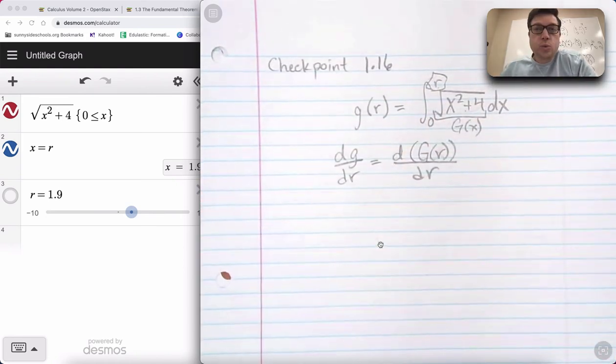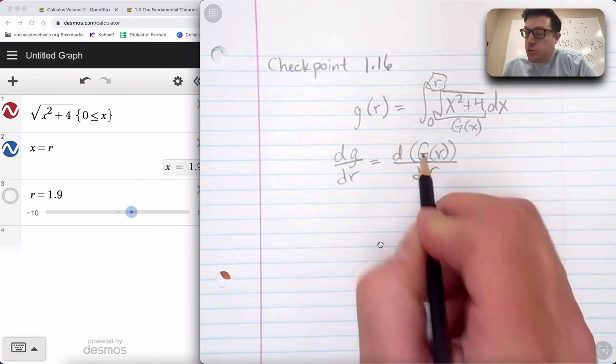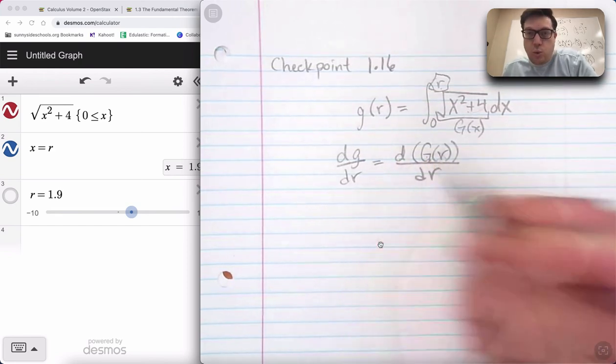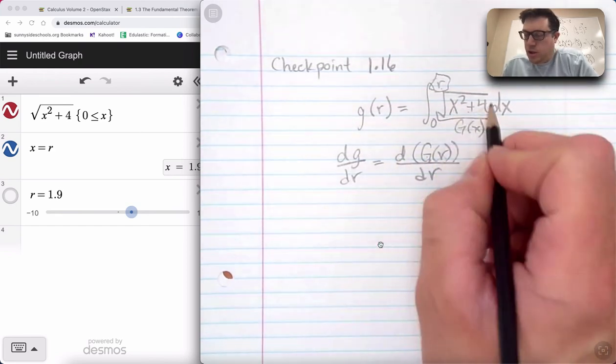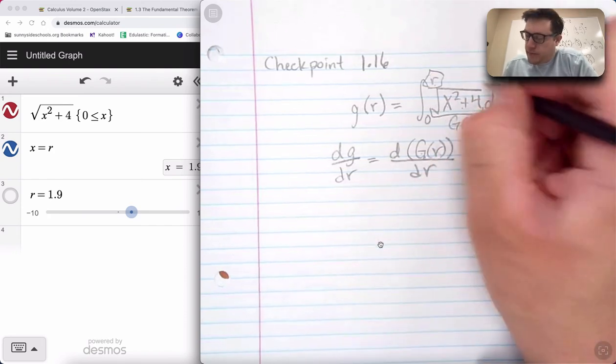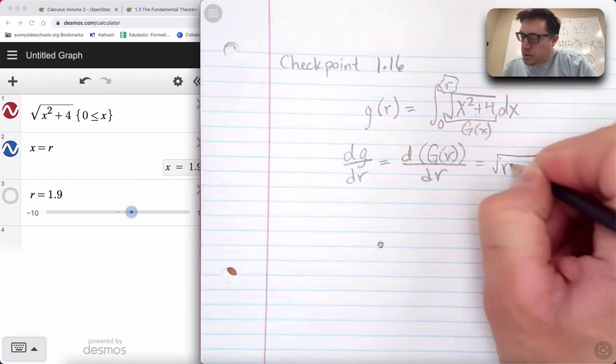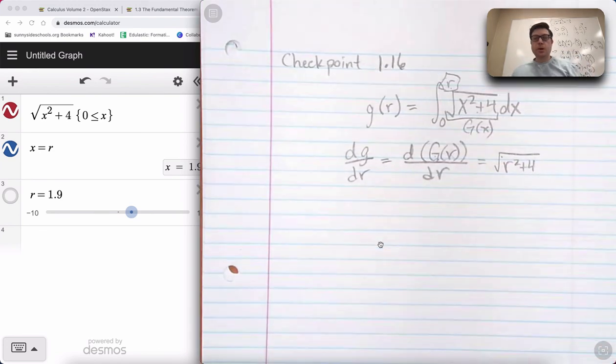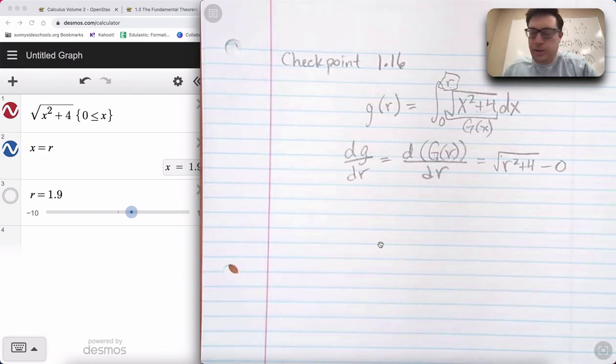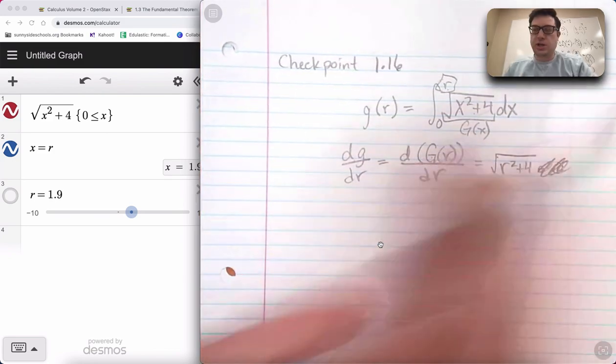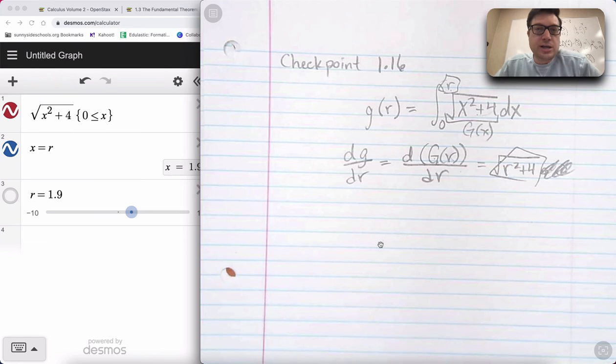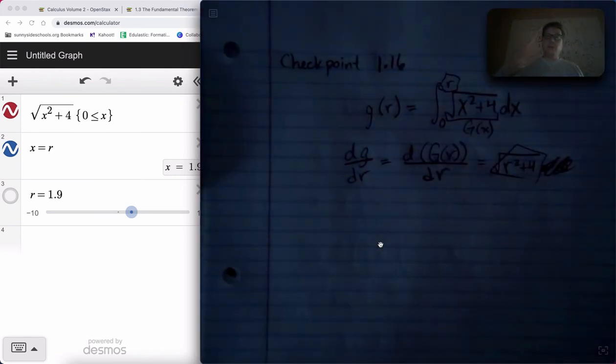And then when you take the derivative of the antiderivative, you wind up with the, what do they call it? It's the integrand of the function, which would be square root of r squared plus 4. The 0 results in a constant, and the derivative of a constant is 0. So we would tack on a plus 0, a minus 0. It doesn't really change anything. This is our derivative of the antiderivative. Thank you, Fundamental Theorem of Calculus Part 1.